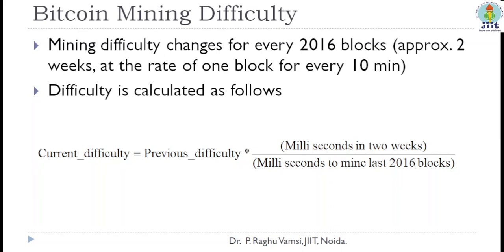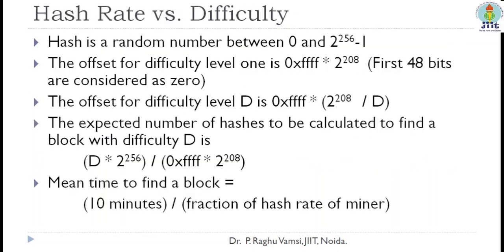So the difficulty of this puzzle will increase based upon this formula in Bitcoin. And this is the hash rate versus difficulty: how many hash strings are required for achieving this difficulty, because the cryptographic hash function used here is SHA-256. There are so many possible message digests you will get. So 0xx times 2 power 208, and this is the difficulty level, and this many number of hashes need to be calculated every second.